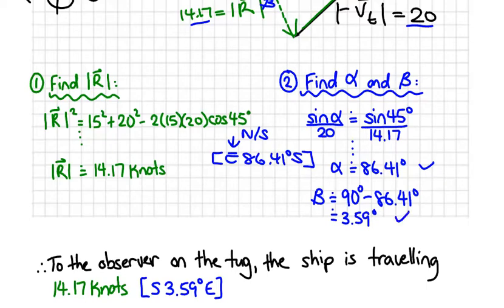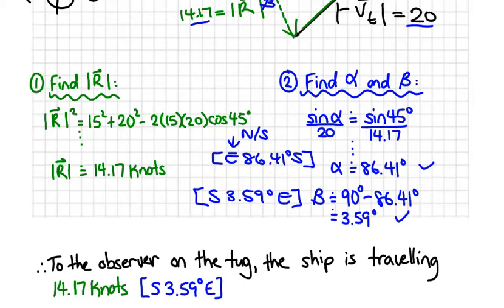Okay, so that's 3.59 degrees, and I would write it like this. South, 3.59 degrees. Whoops. Oh, geez. Okay, one more time. South, 3.59 degrees east. There we go. Okay, and so that's much preferred because we started with south instead of east. That means that the relative velocity of the ship to the tug, which means that I would be inside the tug, would be 14.17 knots at a direction of south, 3.59 degrees east.